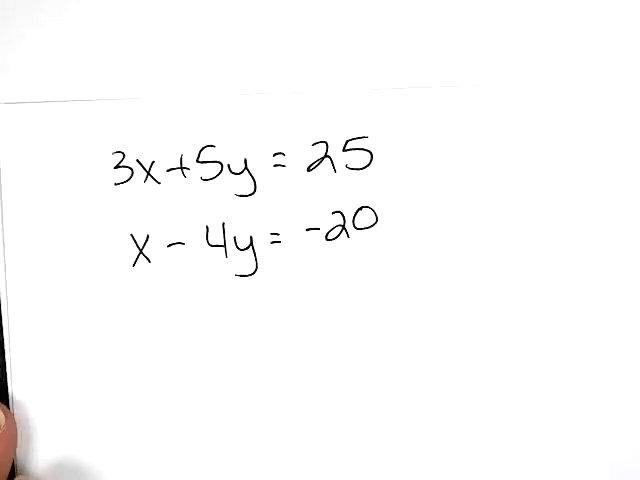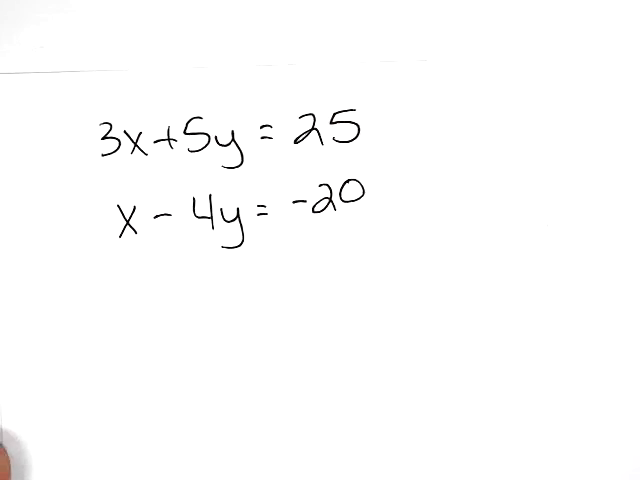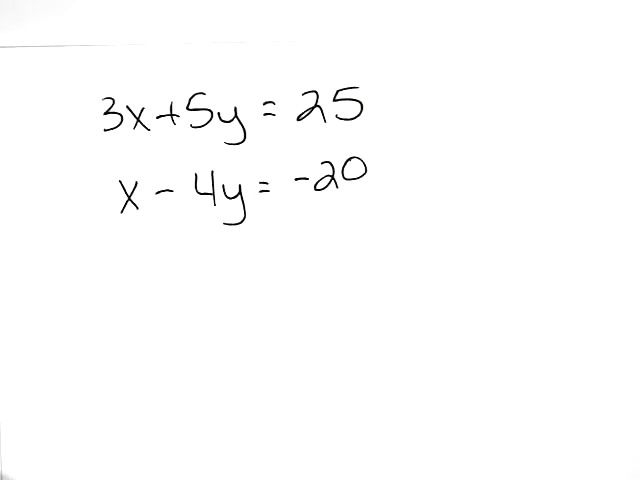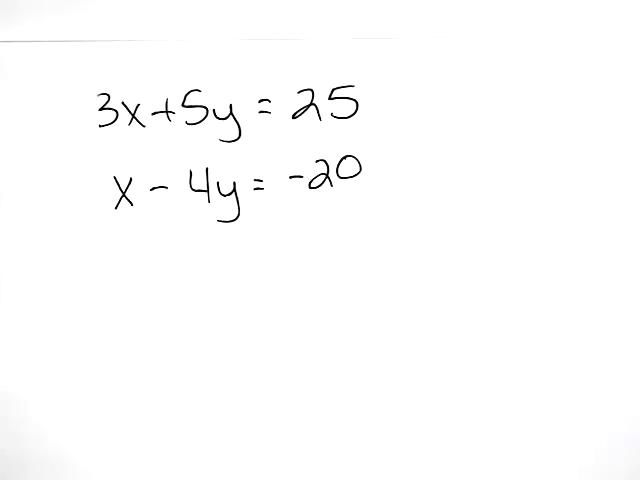So 3x plus 5y equals 25. x minus 4y equals negative 20. So we have a lot of different options for solving this problem because we could cancel x or we could cancel y. Sometimes it just depends on what you happen to see first. Okay, so let's go with canceling the y's first.